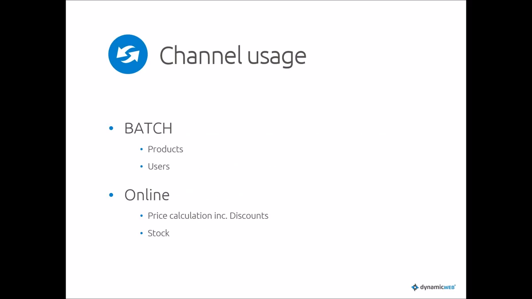Right. The integration framework works on two channels. One is batch, which is normally used for things that don't change so often, like product transfers, users, etc. And the other one is the online channel, which is used to extract things that change very, very often and/or are dependent upon complex business logic, like, for instance, price calculation in a B2B environment.